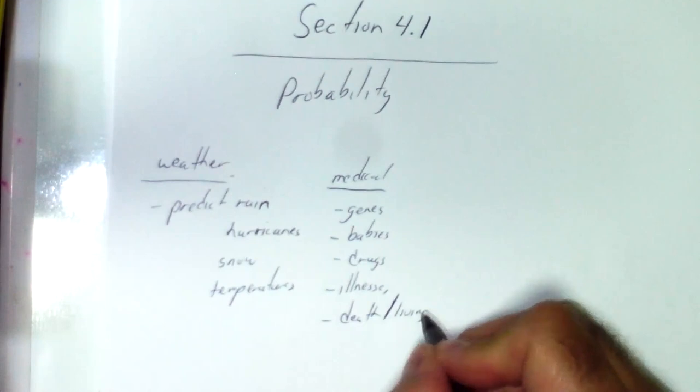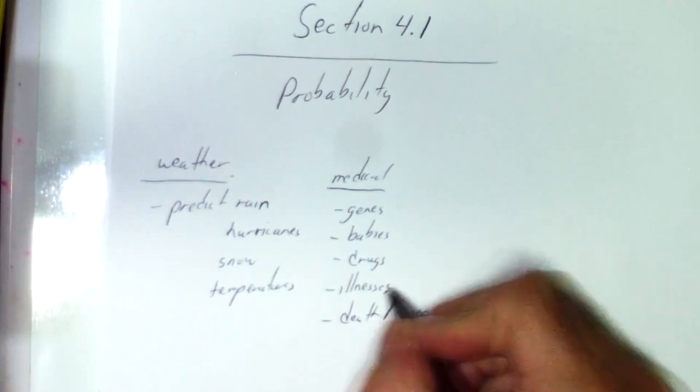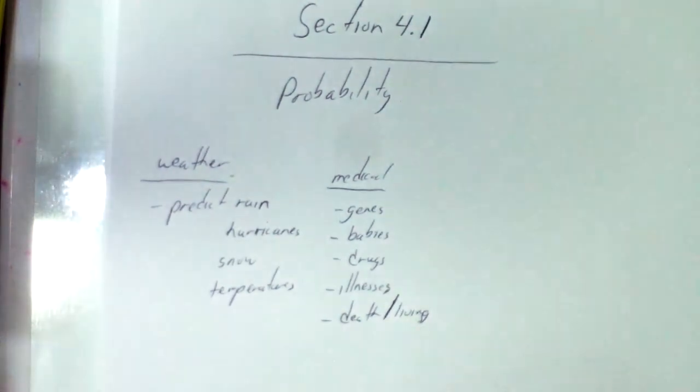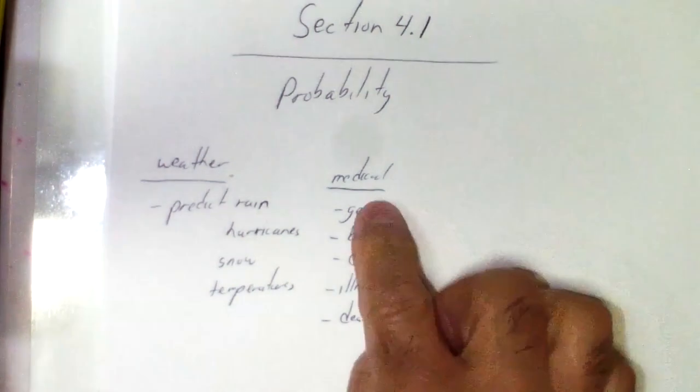Maybe one of your loved ones is dying from an illness, right? What's the probability that they're going to last a certain period? So yeah, that's sad, but that's where probability is at.